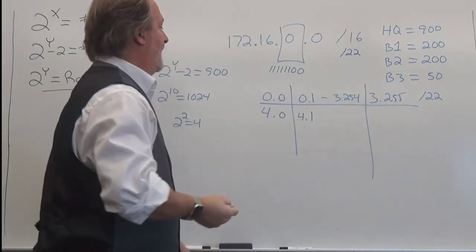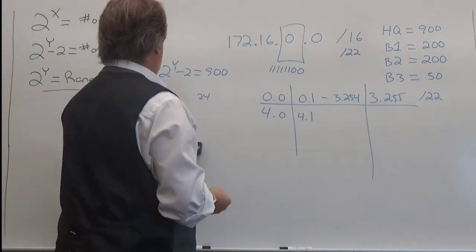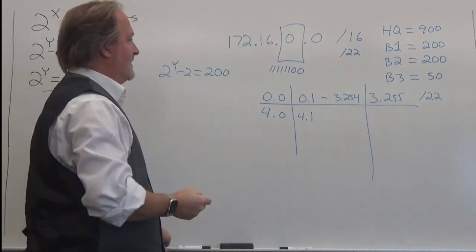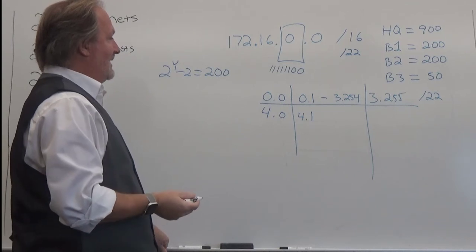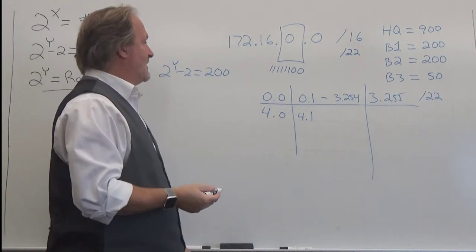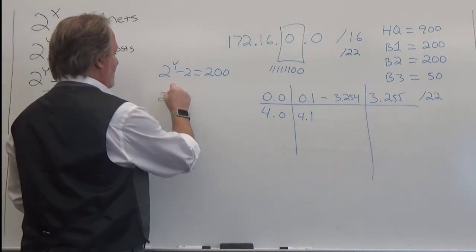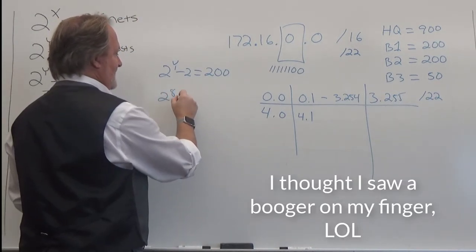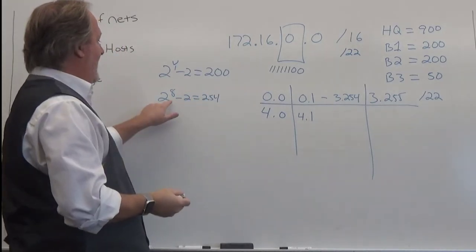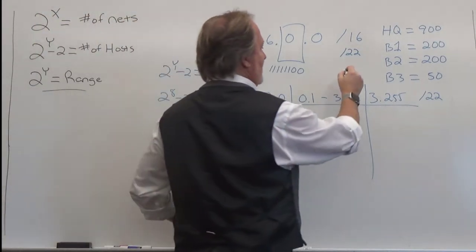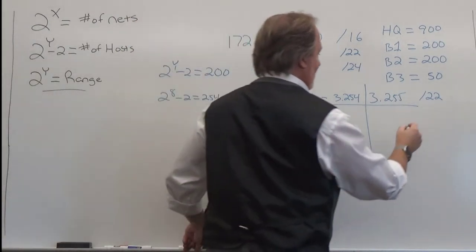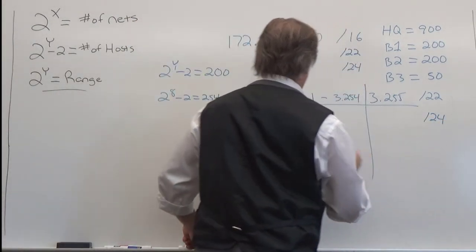Now here's where it gets weird. So now I need to solve to get 200 usable IP addresses. Well, 2 to the 8 gives me 256. 2 to the 7 only gives me 128, so that's not going to work. So I have to do 2 to the 8, which gives me 256, minus 2 gives me 254 addresses. So if there's 8 zeros, the new subnet mask becomes /24.